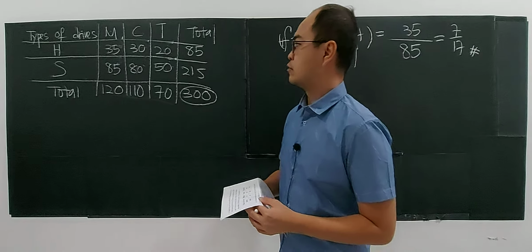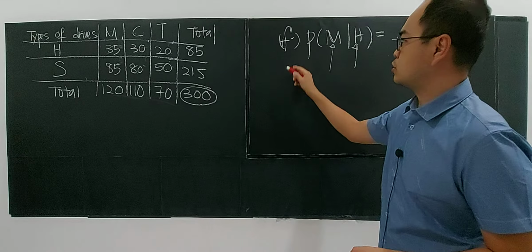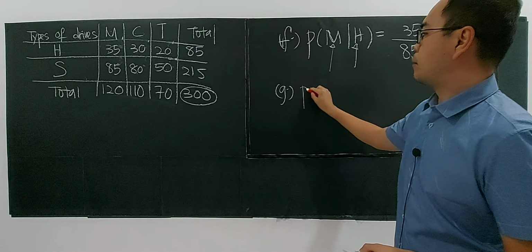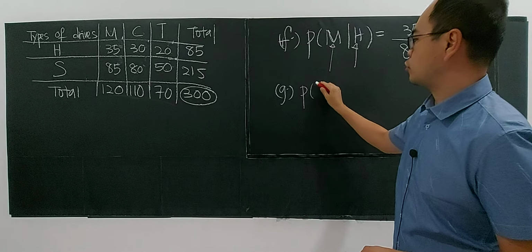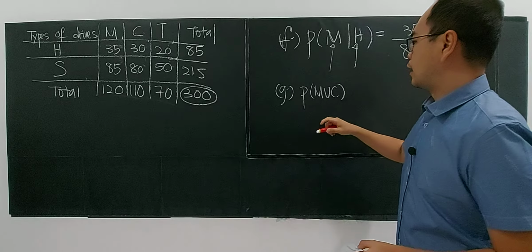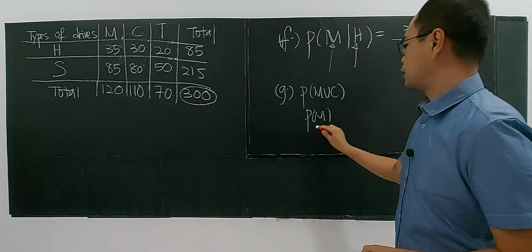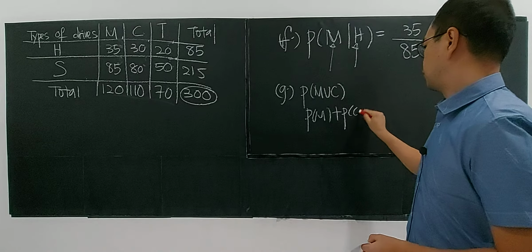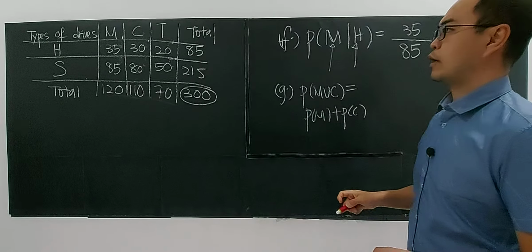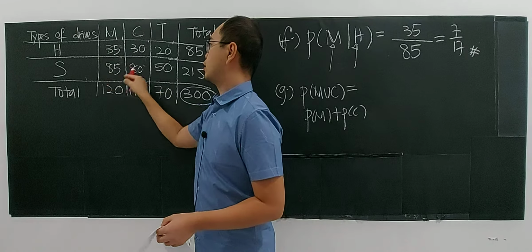It's mutually exclusive. So how to explain? You must use mathematics. Easy to explain. The probability you have to show is that the probability of this is the same as the probability of these two. So M union C, which means either Malaysia or China.